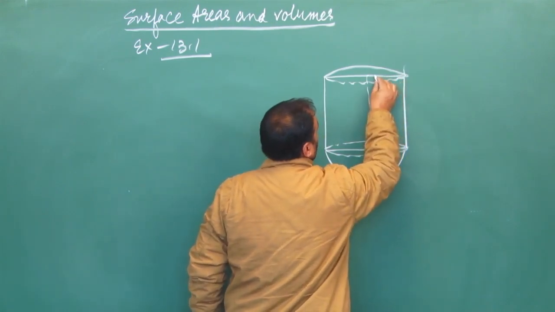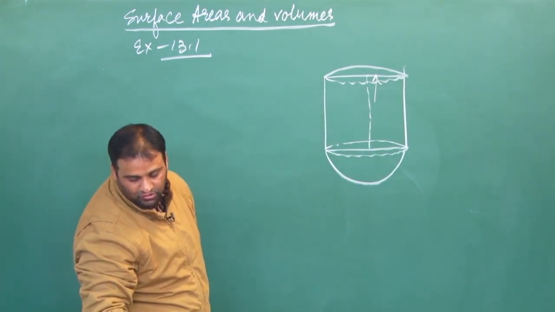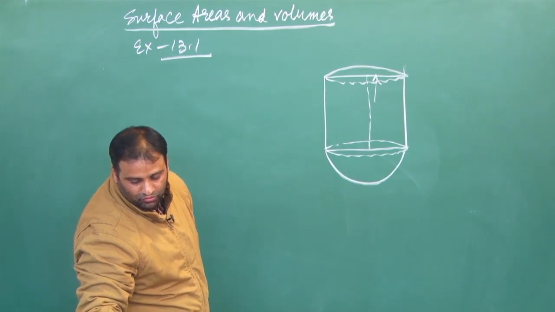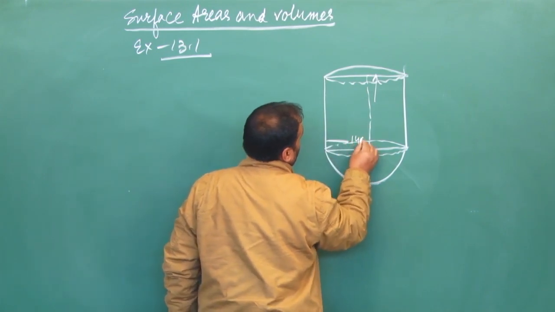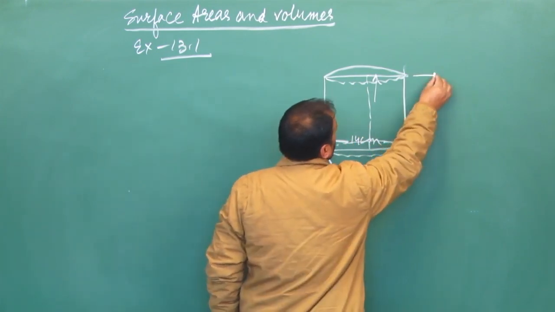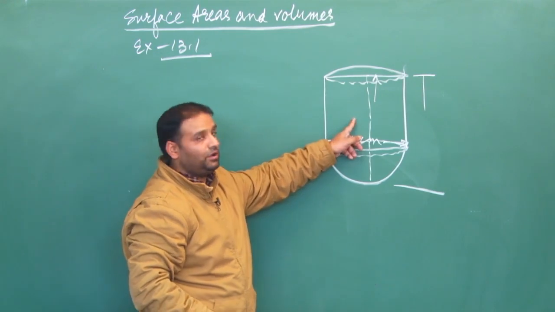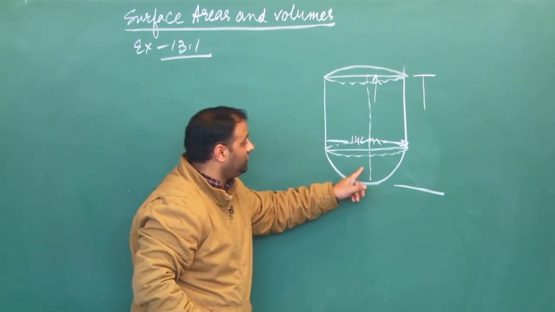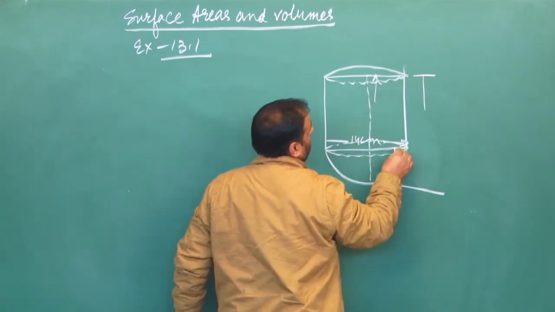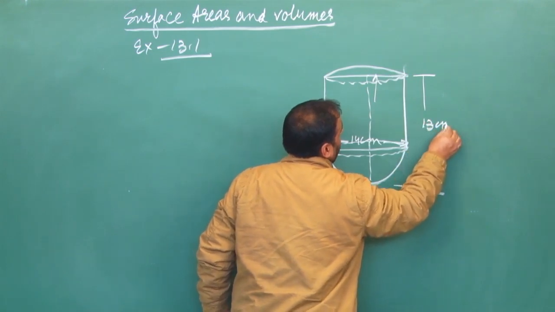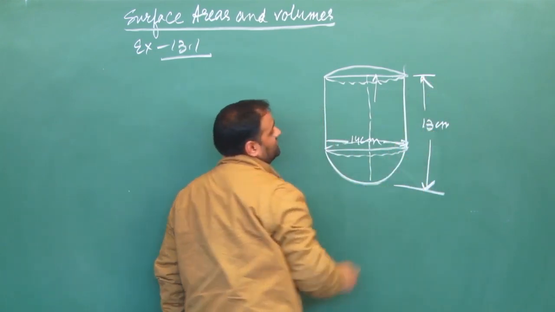Here we consider the height of the cylinder, and the height of the cylindrical part. The diameter of the hemisphere is 14 centimeter, and the total height of the vessel. The total height of the vessel is the height of the cylindrical part and the height, or you can say the radius, of the hemispherical part. This is the cylindrical part. On adding the hemispherical part, the total height of the vessel becomes 13 centimeter.